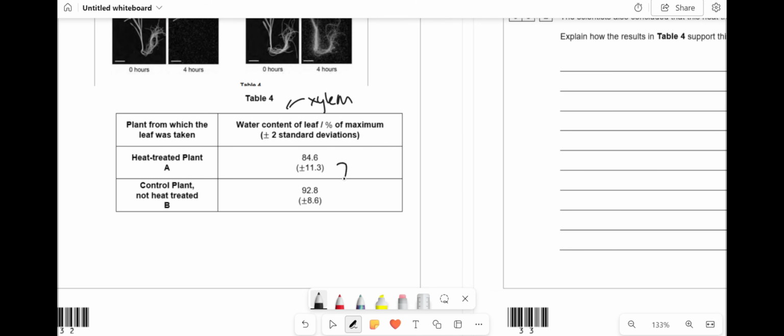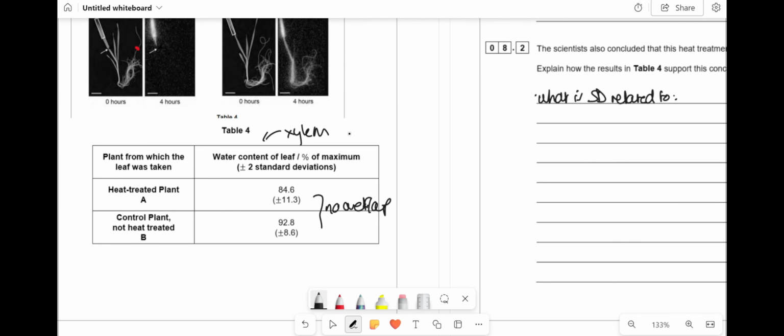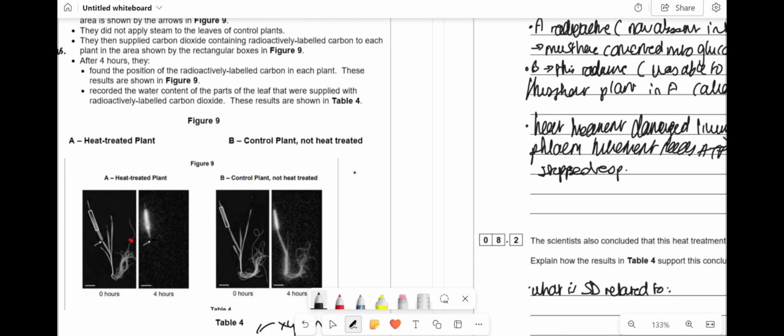Now, I said before, there's no overlap in the SDs. You cannot just say, oh, their results don't overlap. Like I said before with the p-value in the chi-squared question, what is the SD testing? What is the SD related to? What does it actually mean? It's the water potential, the water content of a leaf, right?